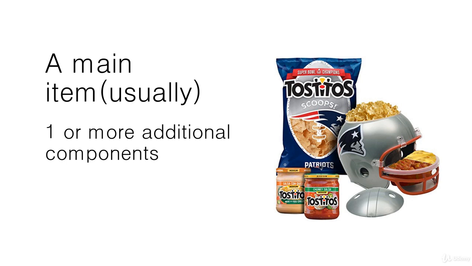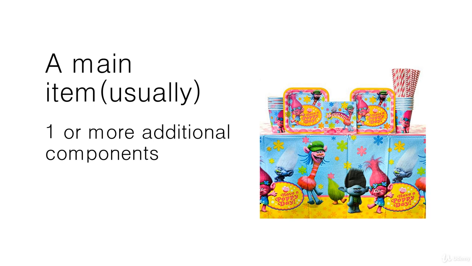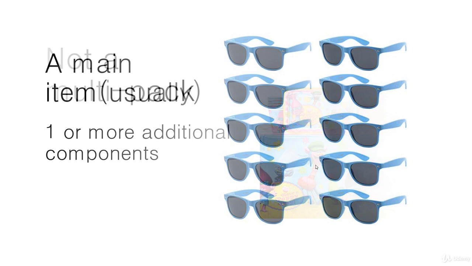And basically we also have something in here which would be classed as the main item. This is a snack dispenser. We've got a couple of jars of dip, and then we've got a bag of something here. And again here we have a kids bundle. This is a party bundle actually, so we've got a tablecloth here which would probably be classed as the main component. And then we've got some cups and plates and straws and that kind of thing here, disposable party stuff.